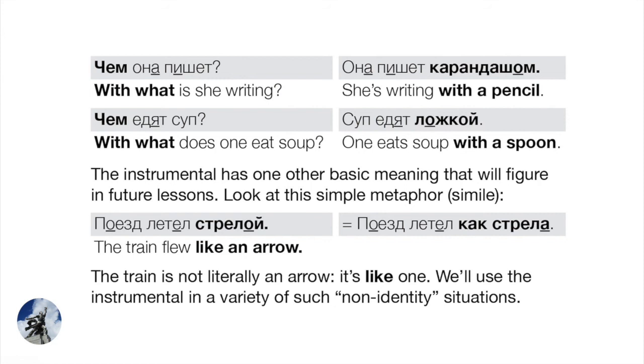Okay, let's look at a few examples. We already gave these already, really. Чем она пишет? With what is she writing? Answer: она пишет карандашом.